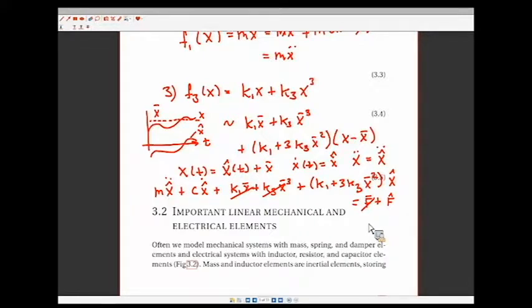One second, and I'll get to this. Just to note, this now becomes a linear mass spring damper. M x double dot plus C x dot is equal to this constant times x. Yes?